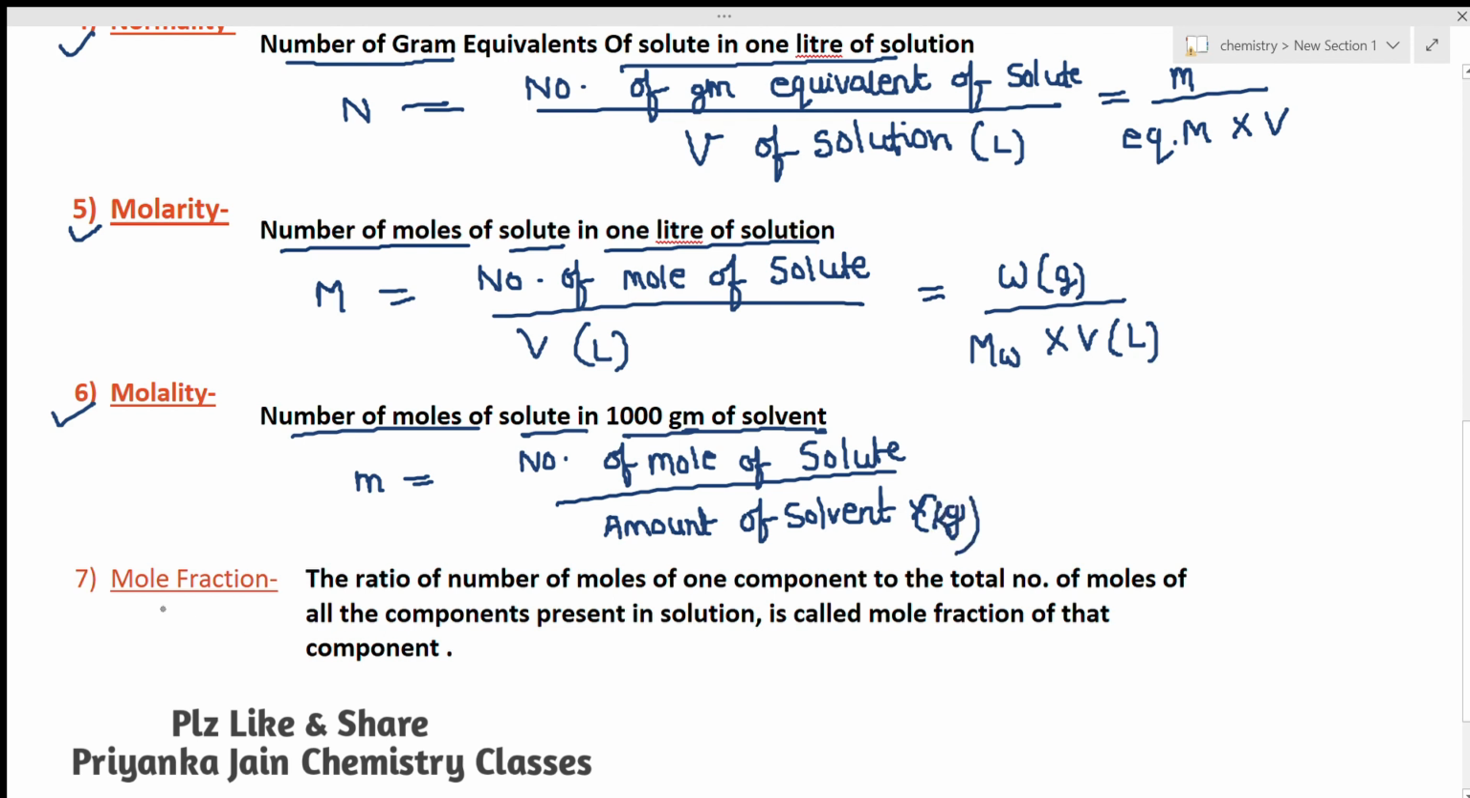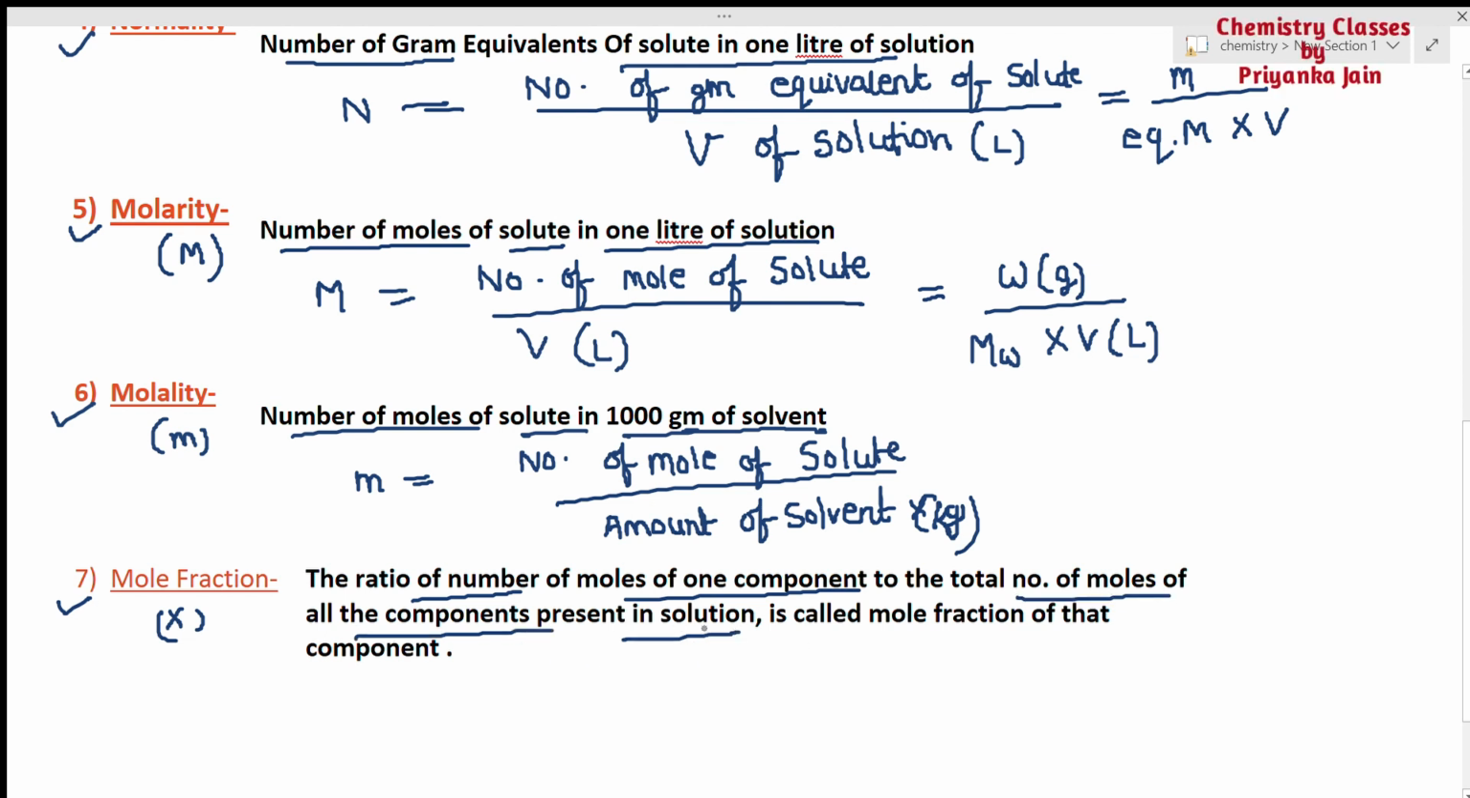Right? Now the next term is the mole fraction. What is the mole fraction? Mole fraction is shown by x. Molality is shown by small m, and molarity is shown by capital M, right? So see here, what is the mole fraction? The ratio of the number of moles of one component to the total number of moles of all the components present in the solution is called the mole fraction of that component, right? And it is unitless. It will not have any unit.